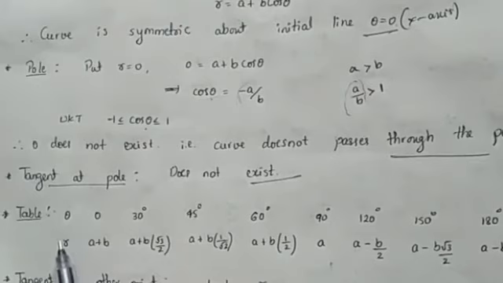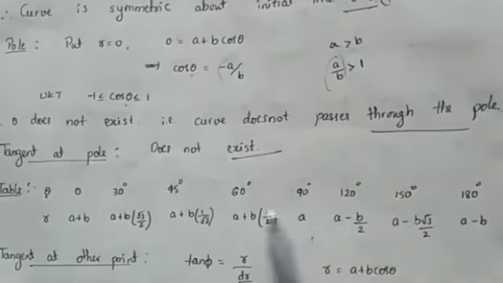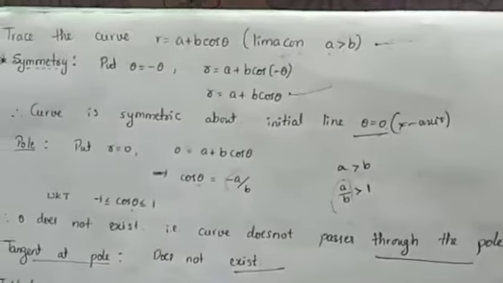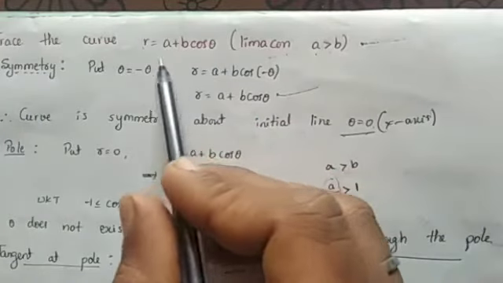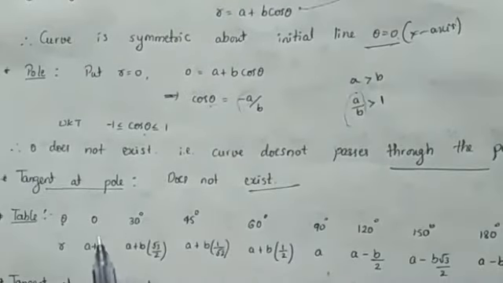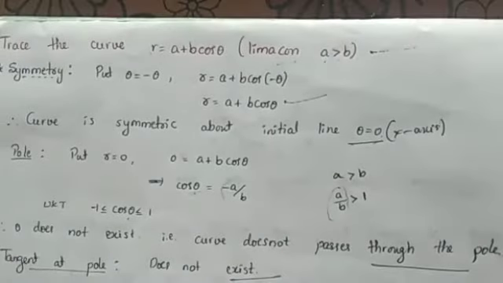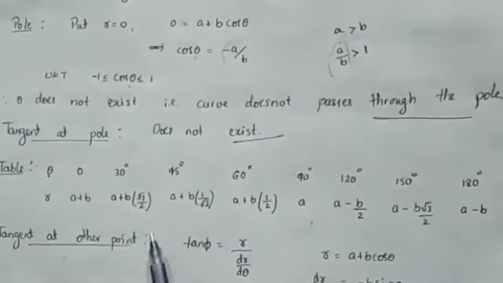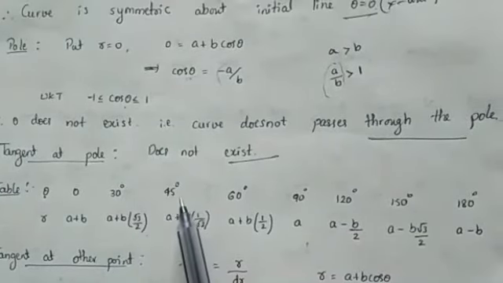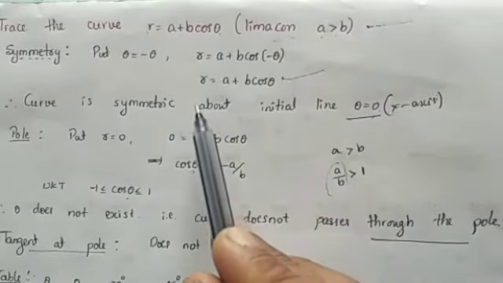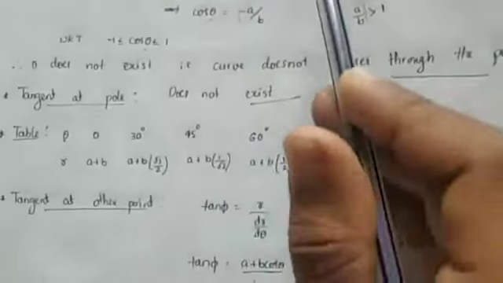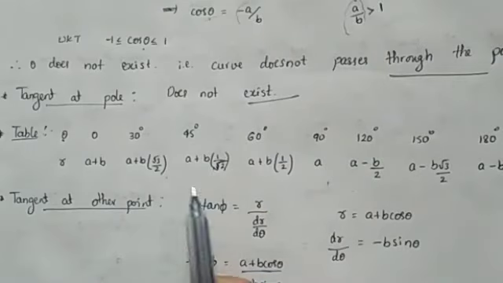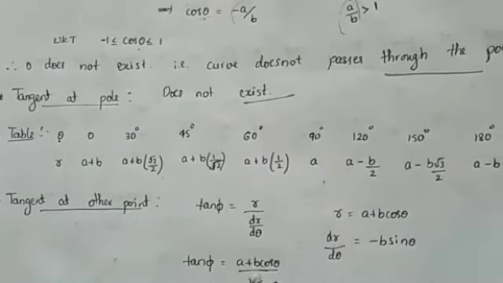The next one is the table. For the different values of theta we get the r values. We put theta is equal to 0. Cos 0 value is 1. We get the r value is a plus b. Next we put theta is equal to 30 degrees. Cos 30 degrees value is root 3 by 2. We get a plus b root 3 by 2. Then we put theta is equal to 45 degrees. We get the r value is a plus b times 1 by root 2. And similarly we find the r values for different values of theta.